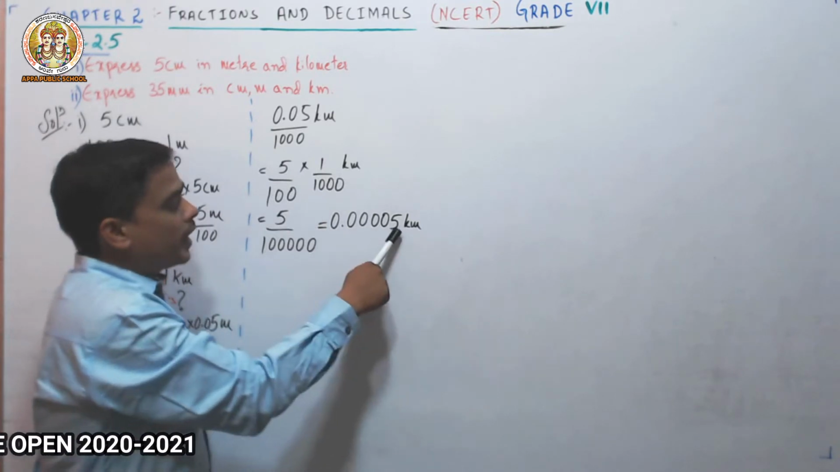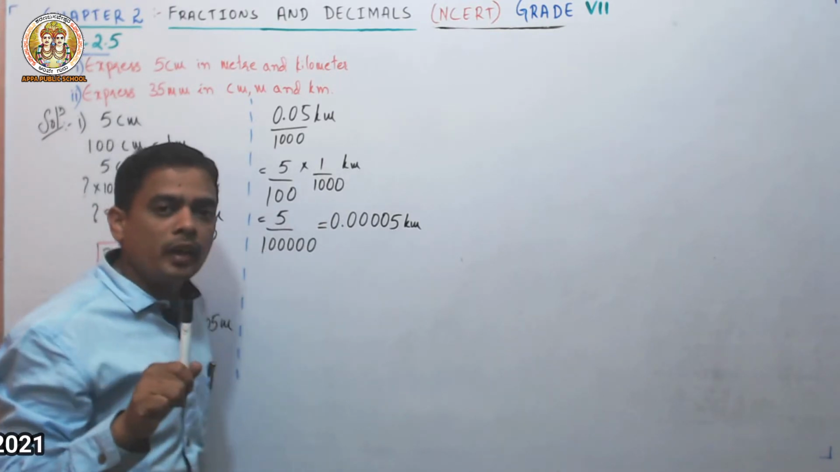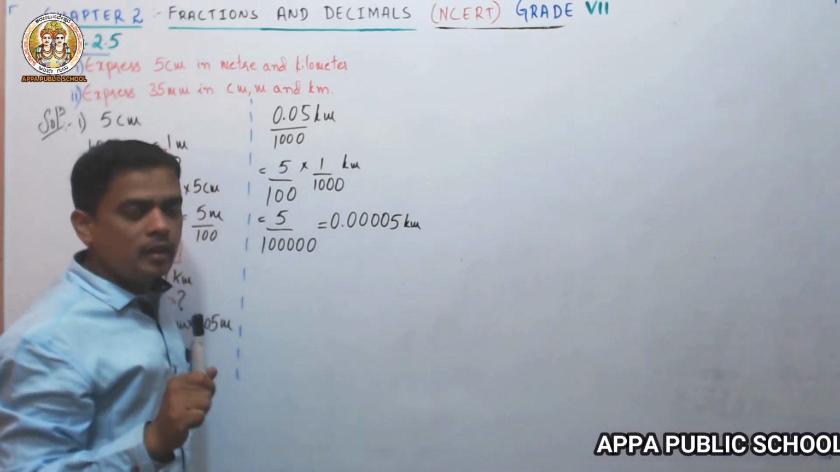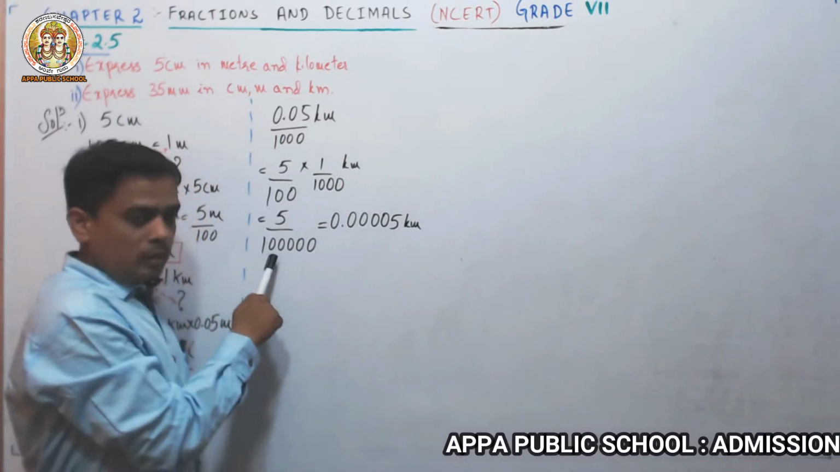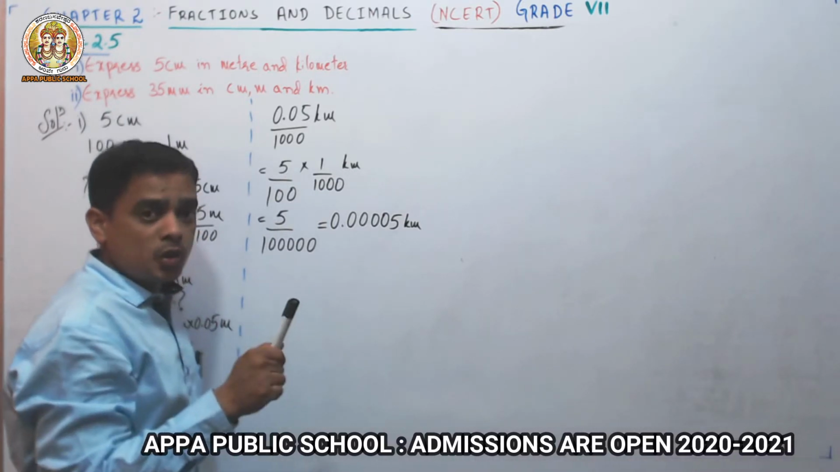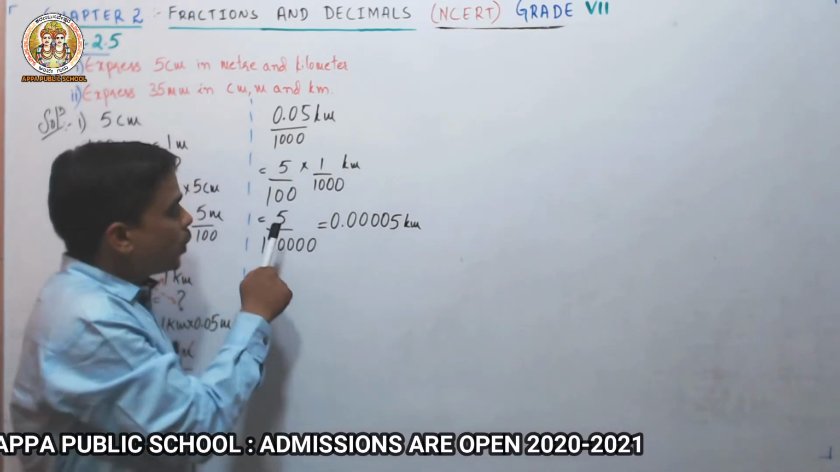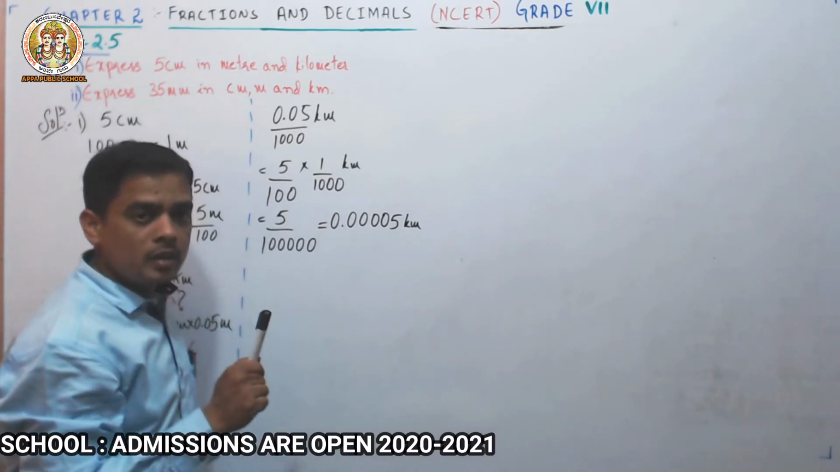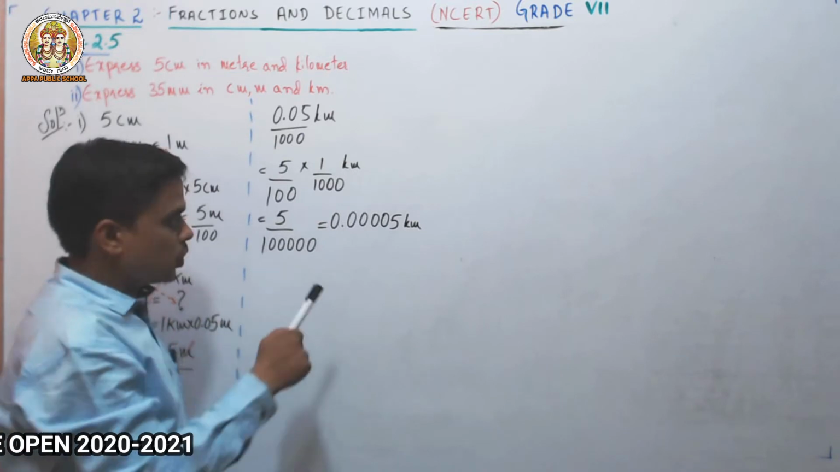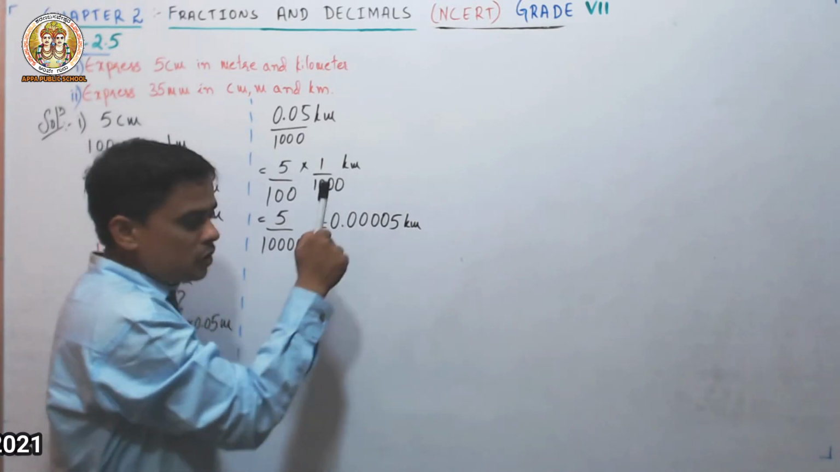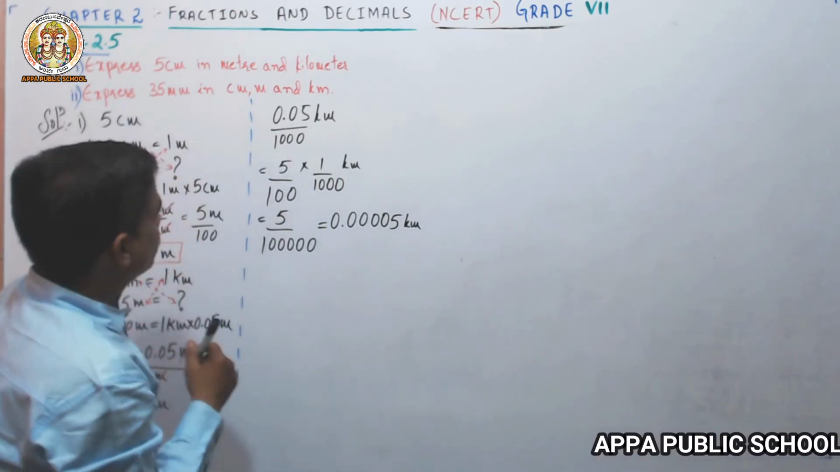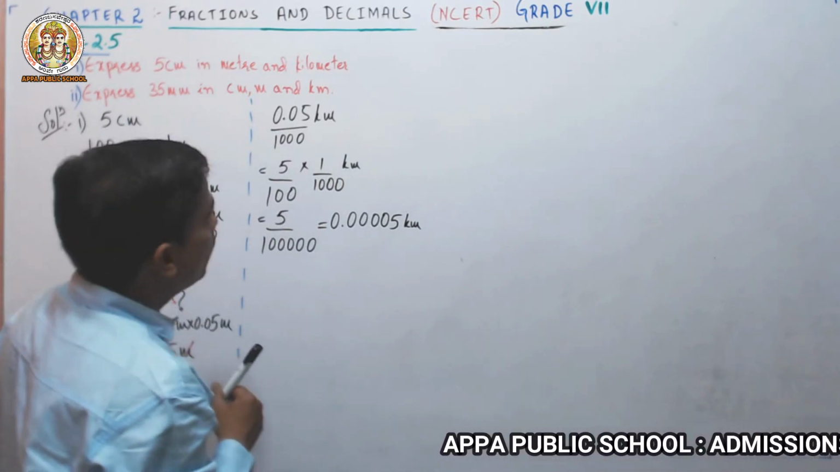This 5 I have written as it is because in the numerator we have only one number. Means one number you have to subtract, so how many zeros do you have to write? You have to write 4 zeros instead of 5 zeros. Why? Because one number is already there in the numerator. Subtract that one number, so how many zeros will be there? 4 zeros. 1, 2, 3, 4 zeros. This 5 as it is. Kilometer. Got it now? Next. I will move to the next one.